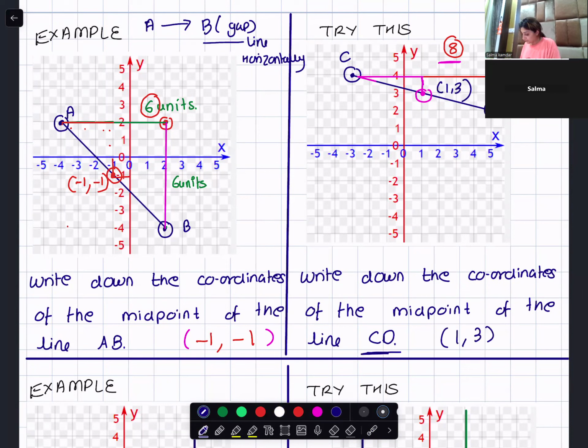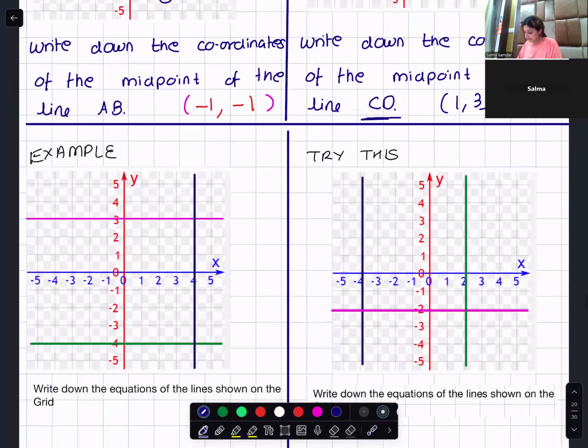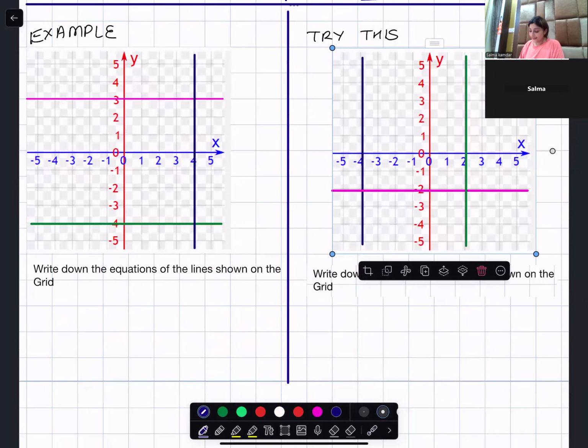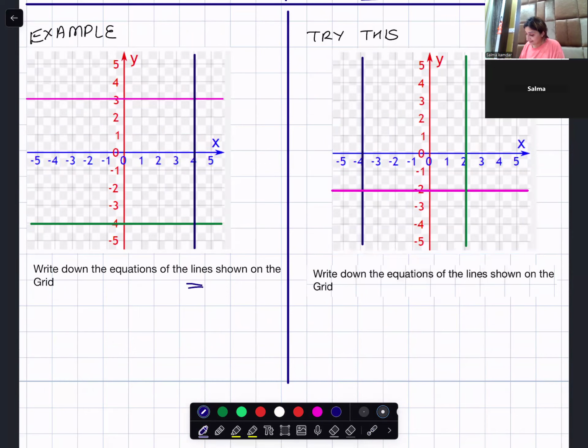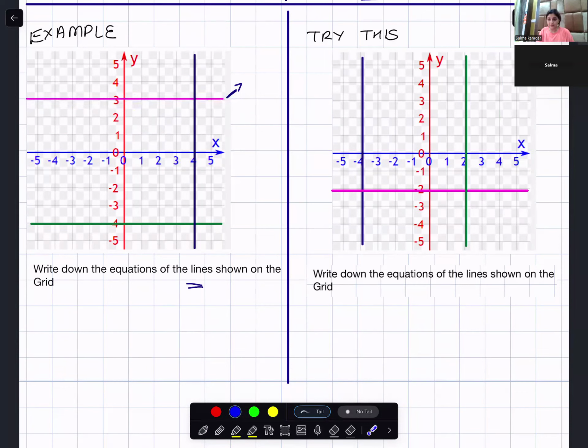1, 3. Now you have to write down the equations of the lines. We'll first take this line. This line is crossing the y-axis at 3. So the equation of this line would be y equal to something. What will be the equation?